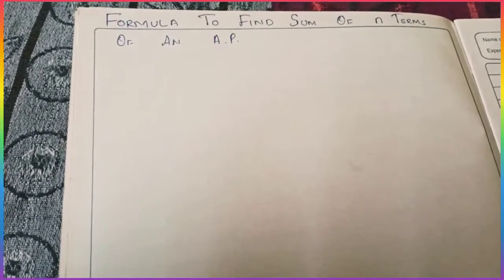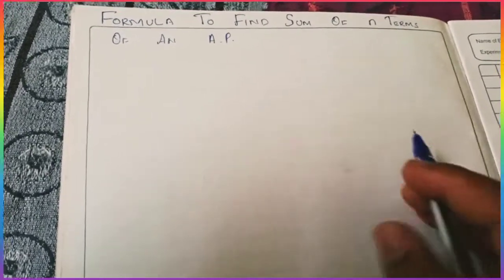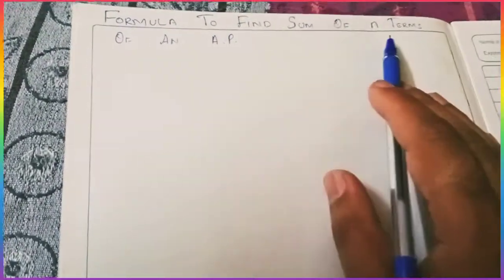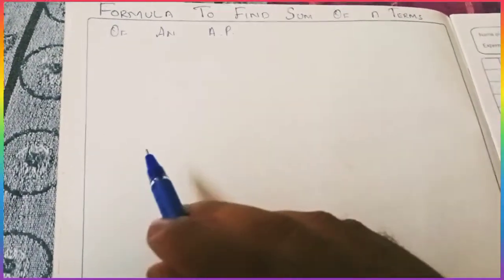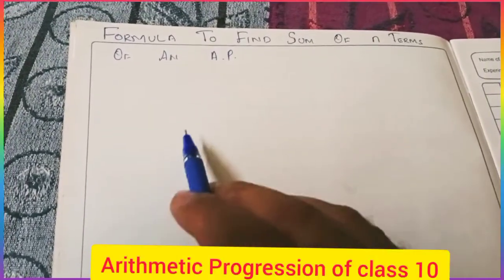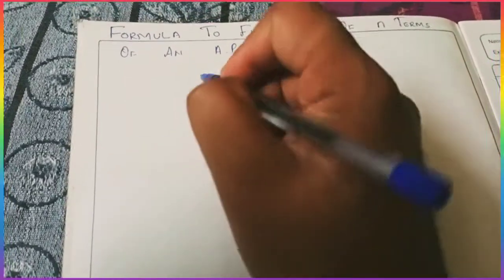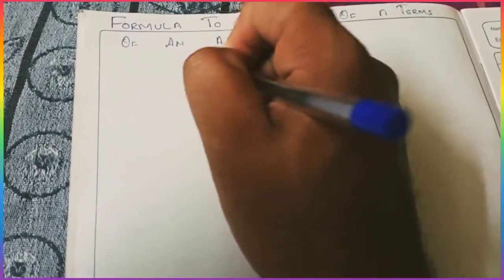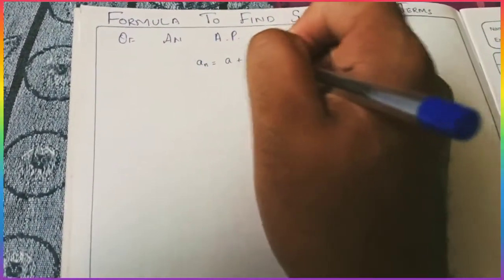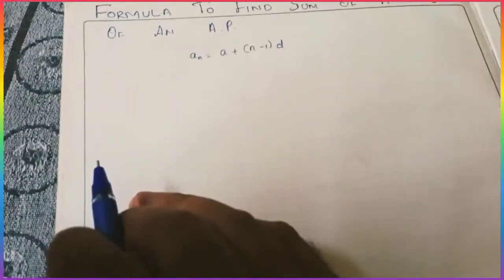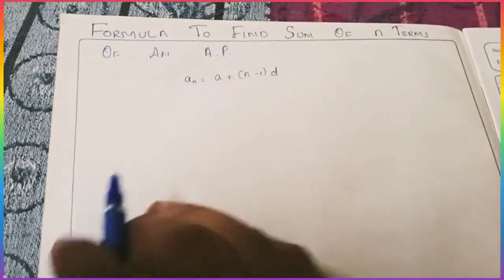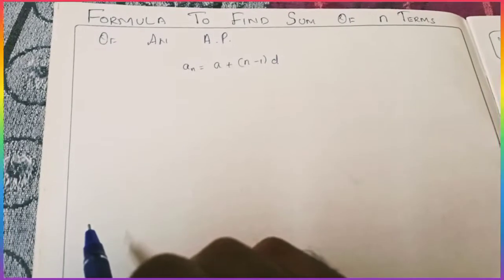In today's video, we shall learn to find the formula for the sum of n terms of an AP. Until the last video, friends, we used to solve the problems by finding the nth term of an AP using the formula a_n = a + (n - 1) d. This was the formula that we used to solve the problems.